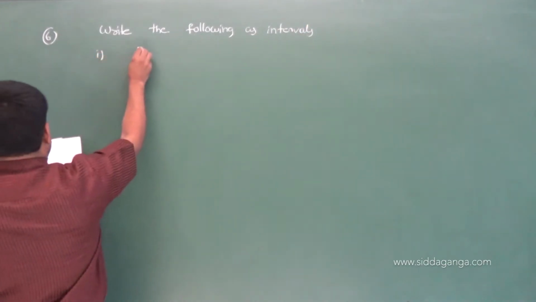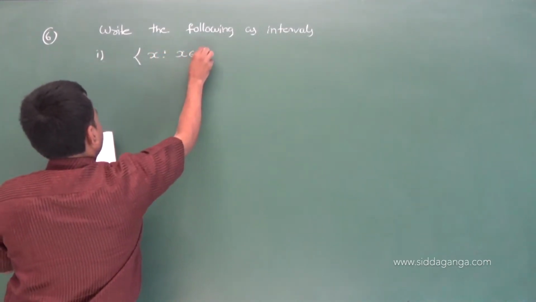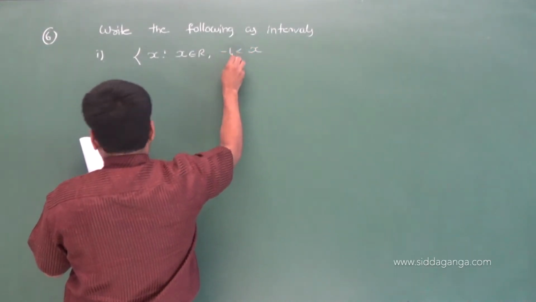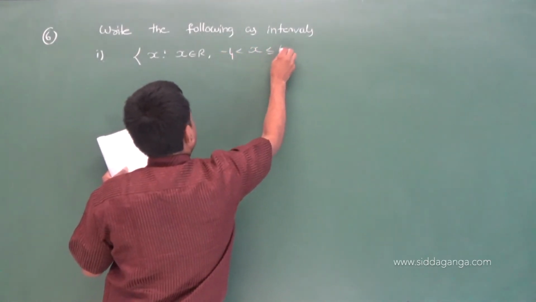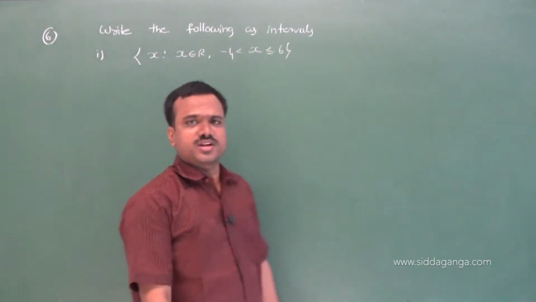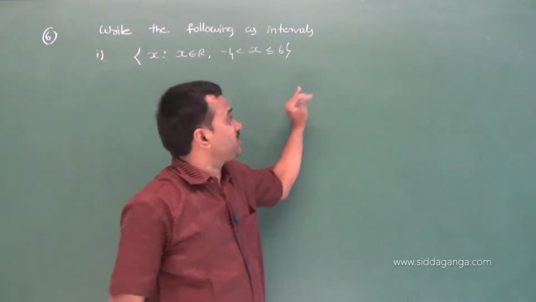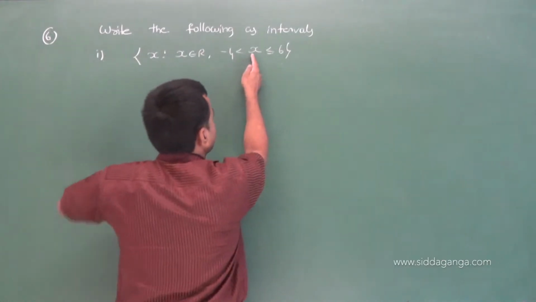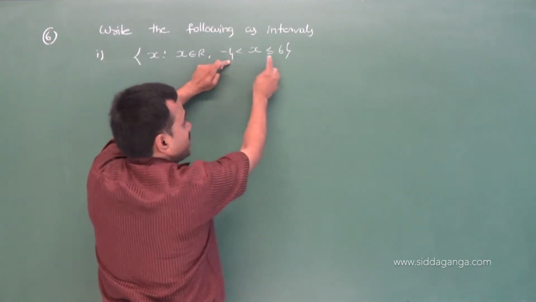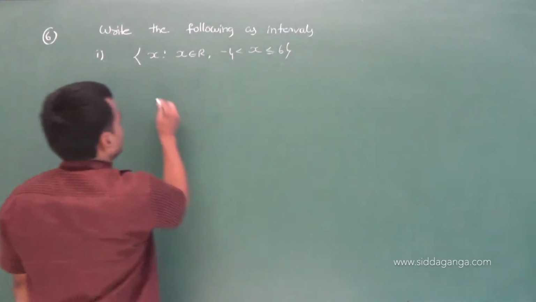First question. X such that X belongs to R, X is greater than minus 4, less than or equal to 6. We discussed intervals in the last class. X greater than minus 4 means this is excluded. X less than or equal to 6 means this must be included. So the solution.